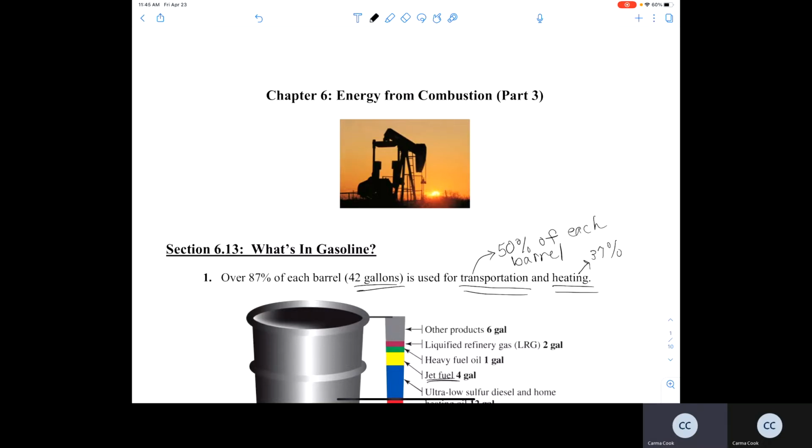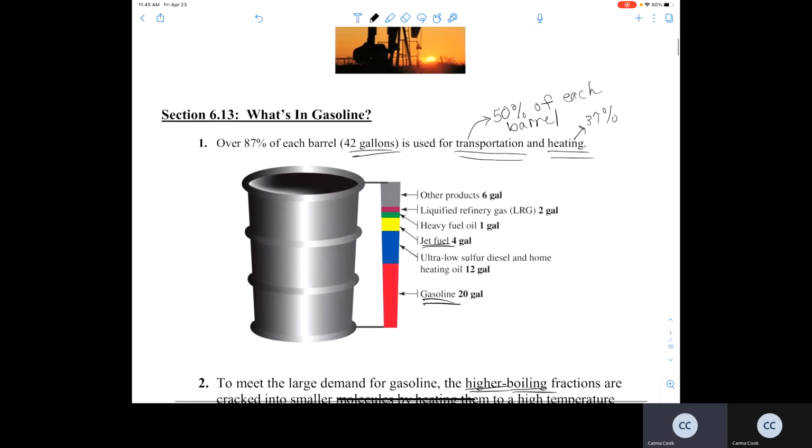This is Chapter 6, Lecture on Gasoline. So for every barrel of crude oil, 87% of it is used for the purposes of transportation and heating. So a barrel of crude oil is about 42 gallons.